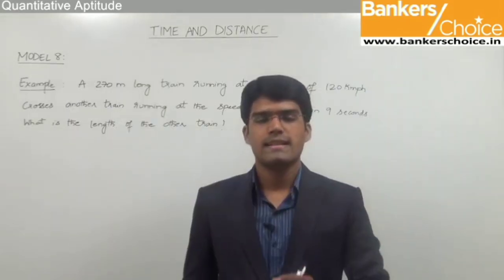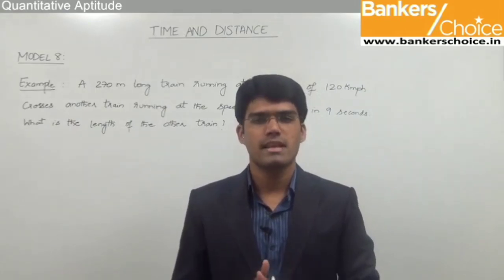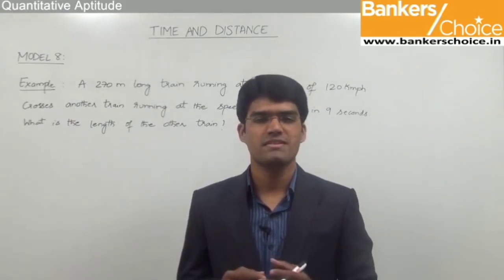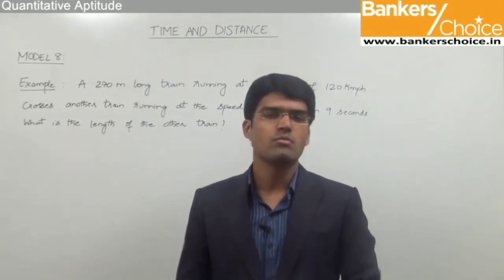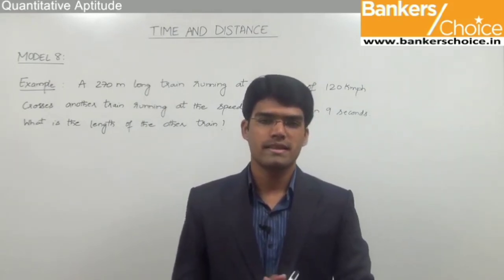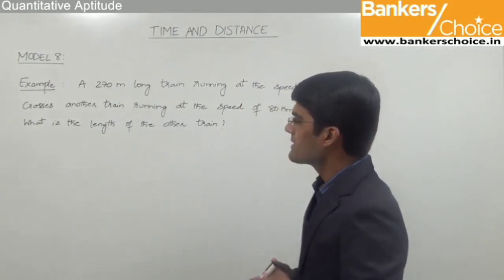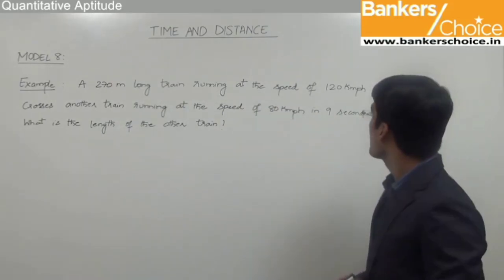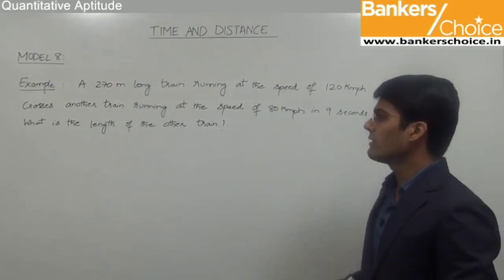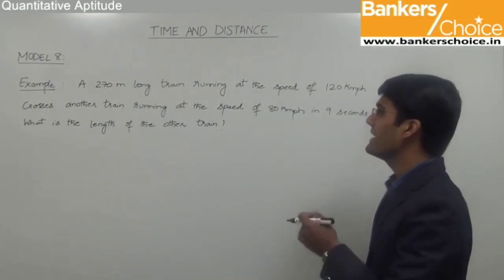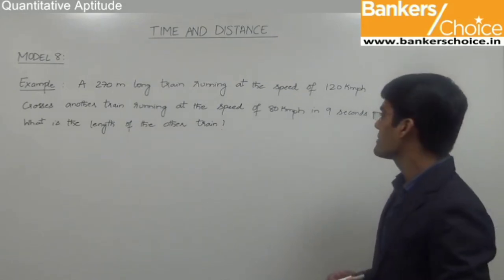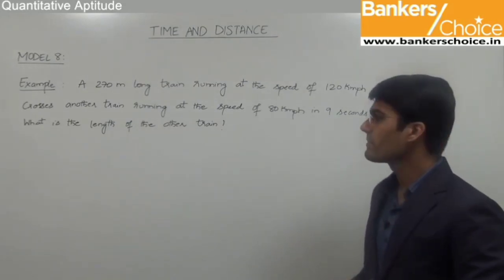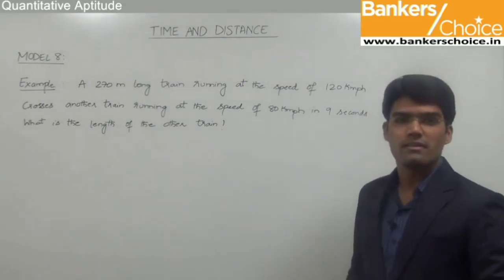Let us now take an example based on the concept where we are supposed to solve questions related to two trains either moving in opposite direction or in the same direction. The question here is: a 270-meter long train running at the speed of 120 kilometers per hour crosses another train running at the speed of 80 kilometers per hour in 9 seconds. What is the length of the other train?